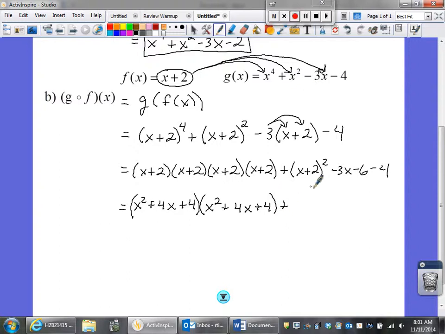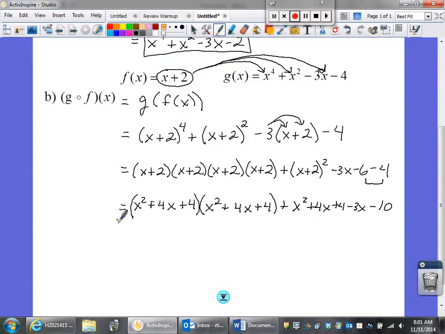And now I know this answer here too, because this is x plus 2 times x plus 2 again, so it's one more of these, which works out to be x squared plus 4x plus 4. And I'm going to go ahead and bring down the 3x. The minus 6 and the negative 4 can go together and just make minus 10. All right, so we have to multiply all this out together.